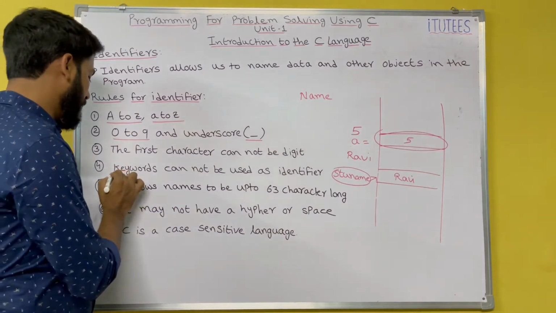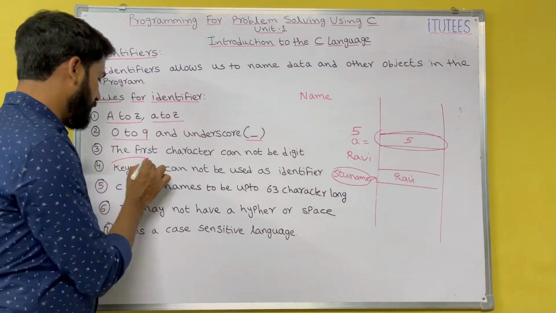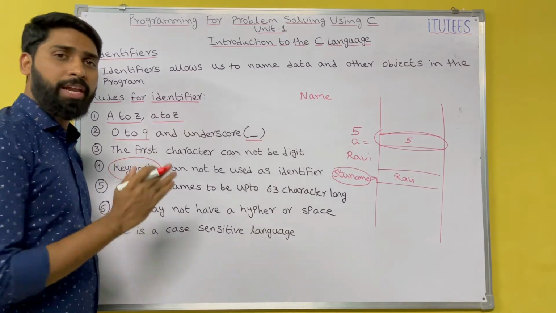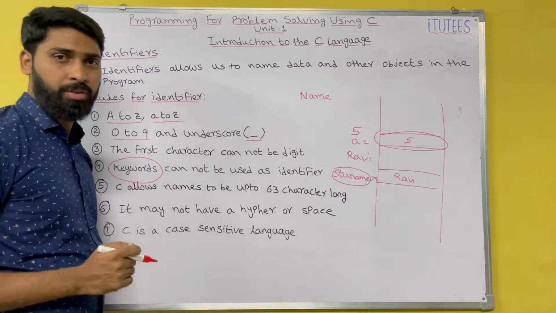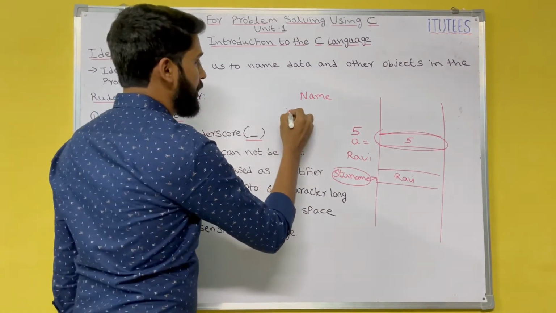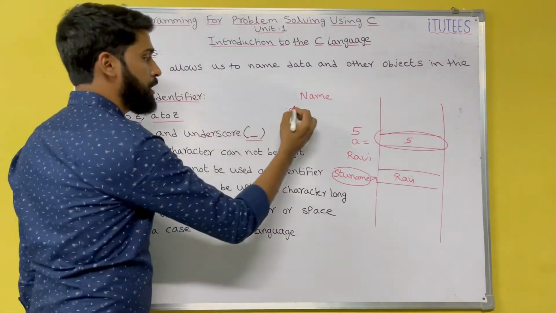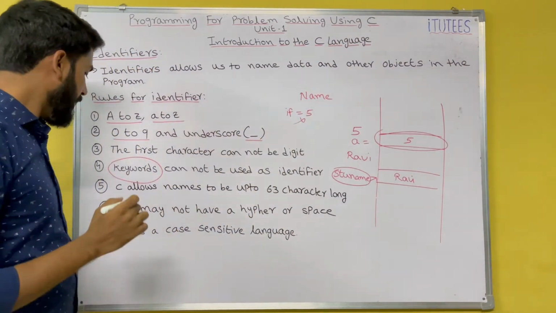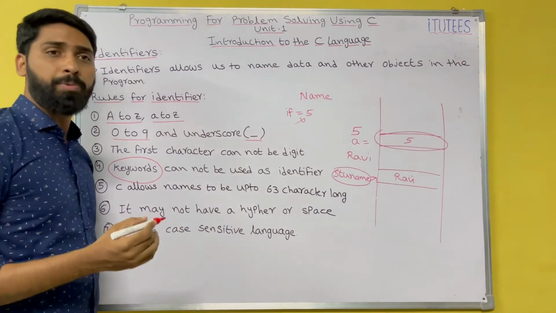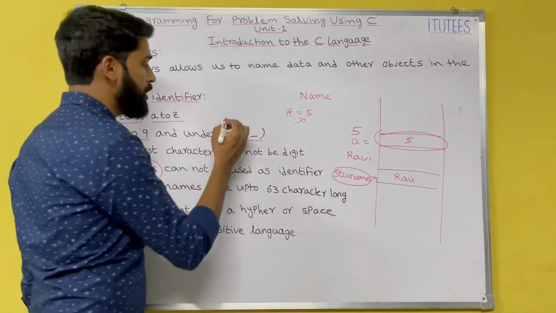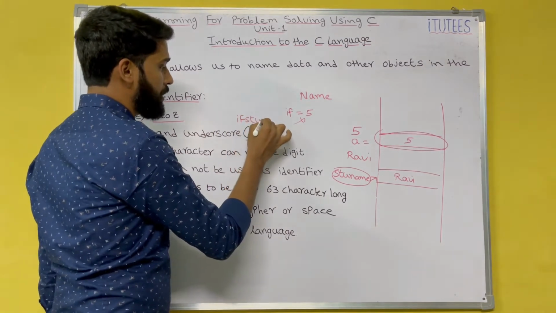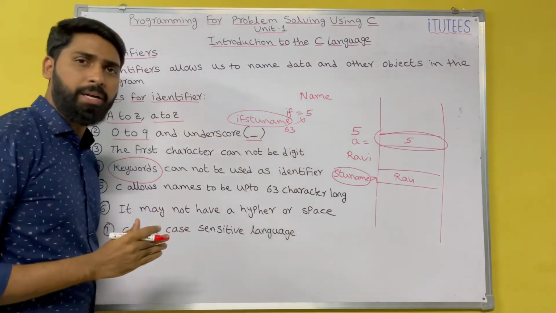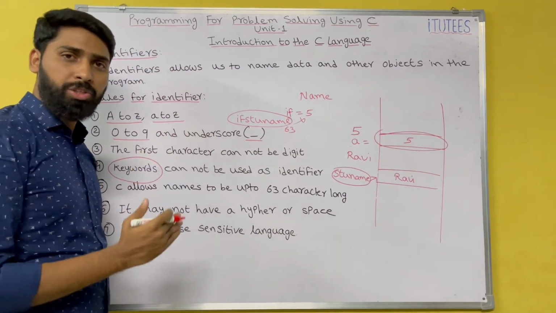Similarly, in C language, there are some keywords. These keywords have special meaning, so these keywords cannot be used as identifiers. For example, if is a keyword. I cannot use this if to identify a data. This is illegal. Next, C allows names to be up to 63 characters long. The length of the identifier can be 63 characters, but you should use identifiers that are short and meaningful.